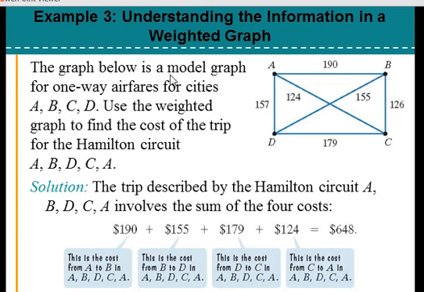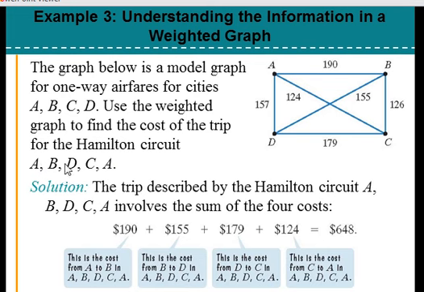The graph below is a model graph for one-way airfares from cities A, B, C, and D. So you have four cities, A, B, C, and D. And these are the one-way airfares for the cities. Use the weighted graph to find the cost of the trip for the Hamilton circuit. So this is the Hamilton circuit.